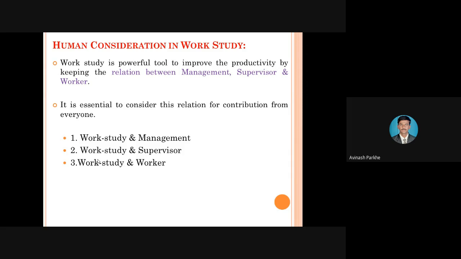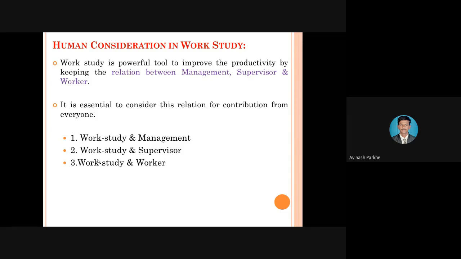What is meant by productivity? How can productivity be measured? Productivity is equal to output upon input. Then what is the basic difference between production and productivity? Then we have discussed the various factors: internal factors, controllable factors, external factors, uncontrollable factors. That also we discussed in yesterday's lecture.